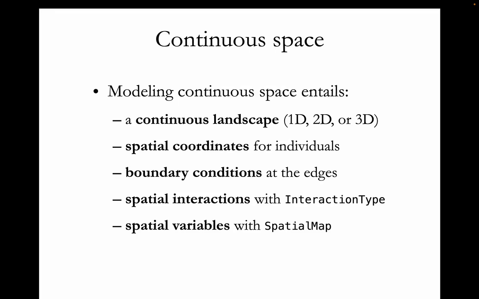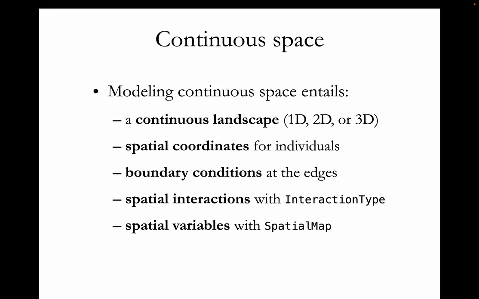A continuous space model in SLiM entails a couple of things. You tell SLiM that you want to model a 1D, 2D, or 3D landscape. The individuals in your model need to be assigned spatial coordinates, and you usually need to think about boundary conditions. What happens if individuals attempt to move off the edge of the landscape? You generally want some kind of spatial interactions between the individuals. For example, individuals should choose mates that are nearby in space, and often individuals compete with other nearby individuals for resources or territory.